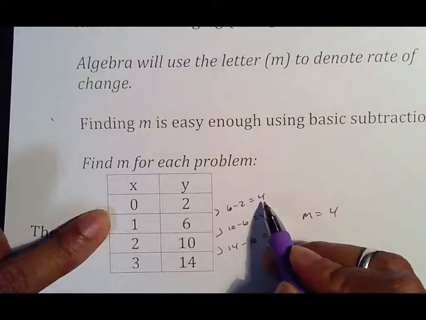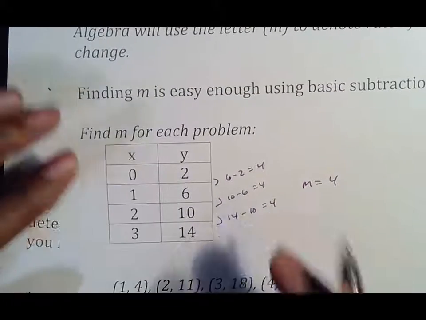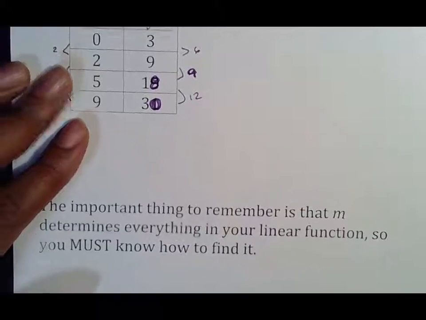What is 4 divided by 1? It's 4. So whenever it's moving by 1, you don't need to divide by 1.